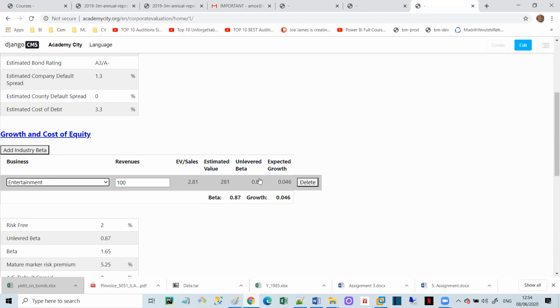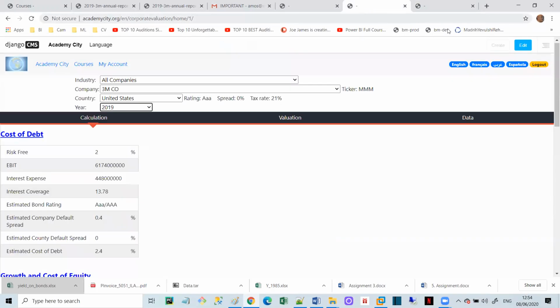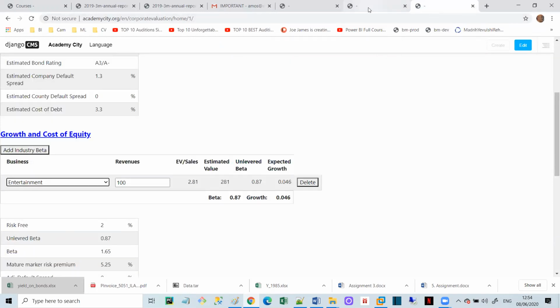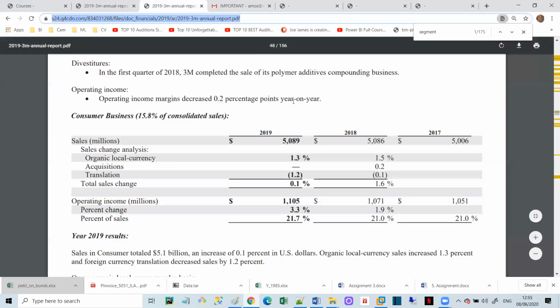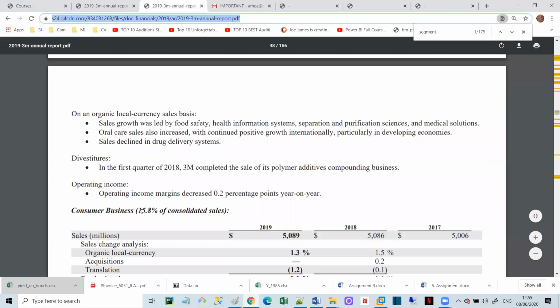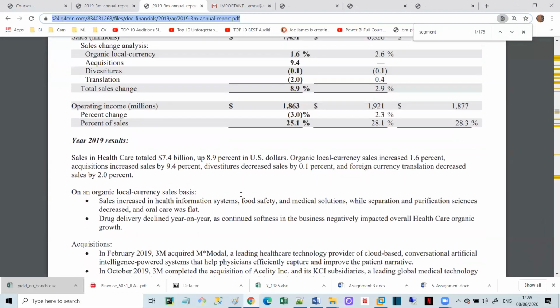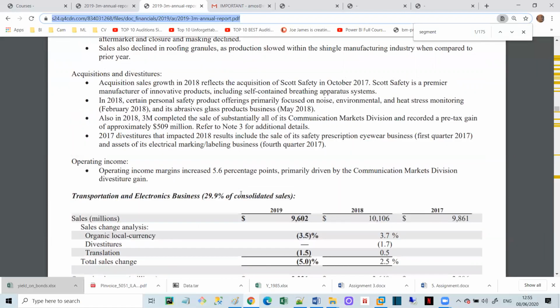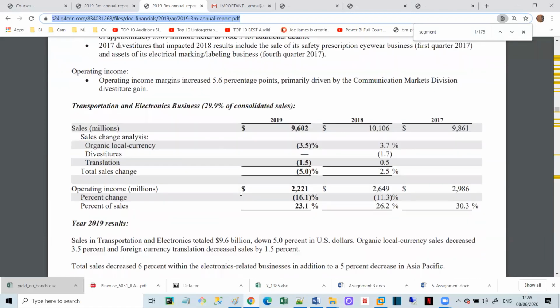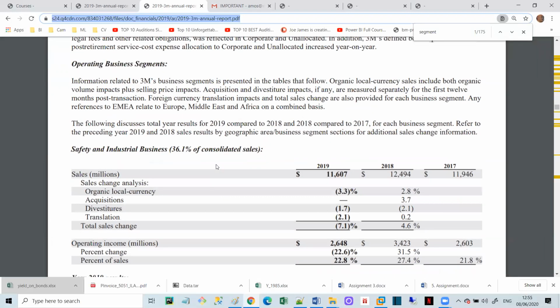Secondly, many companies like 3M have several industries. I prepared it before, and I think I destroyed it for somebody, yeah, I did destroy it. I prepared it because they have four. If you look at the annual report of 3M, you see those numbers, it tells you the percentage. They have four major industries, including a consumer business at 15.8. If you look at the notes, they have a section of segments, operating business segments, and here they give a description. The first segment is 36%.